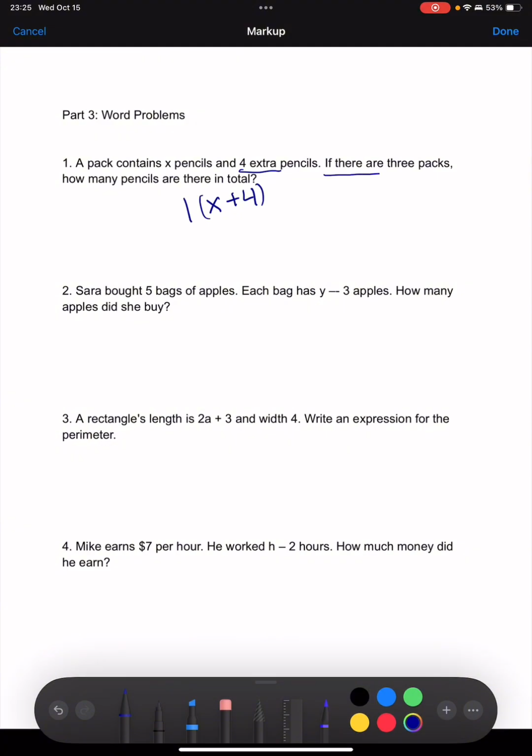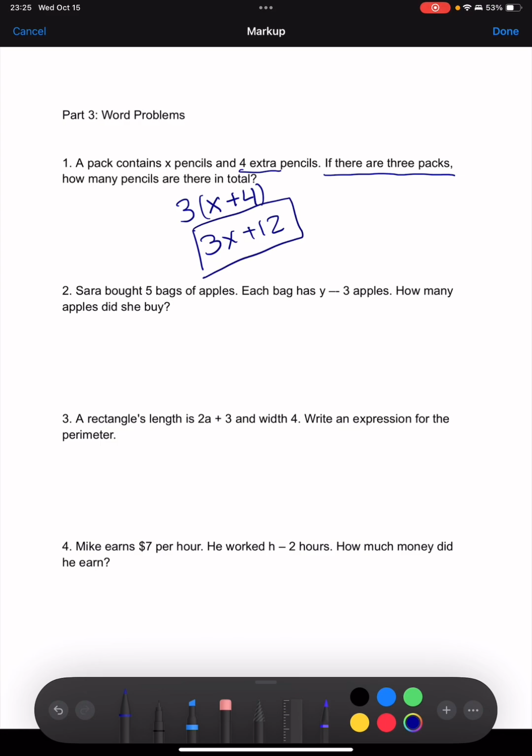But it says there are 3 packs. Then we're going to change the 1 to a 3. Because in 1 pack there are X pencils and 4, and if there are 3 packs, we have to change the 1 into a 3. And we just distribute from there. 3 times X is 3X. And 3 times 4 is 12. And that is the answer.